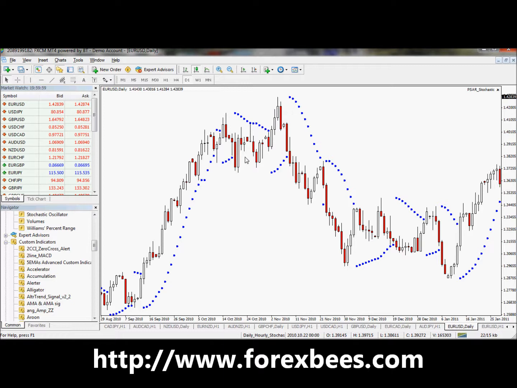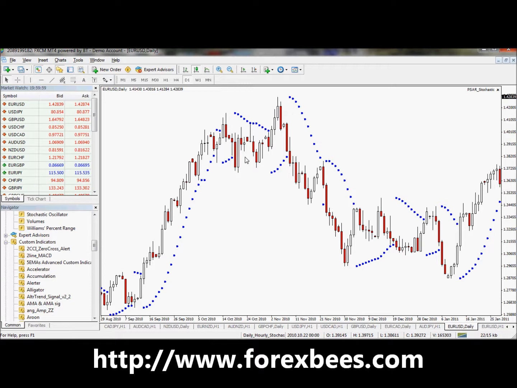This strategy I call the parabolic SAR 123 strategy. That means this strategy is similar to the 123 pattern. Normally, most traders use that pattern to enter the forex market, and this is similar to that strategy. But in this strategy, we mainly depend on the parabolic SAR indicator. We look for the parabolic SAR dots formation, kind of a 123 pattern for the parabolic SAR dots.